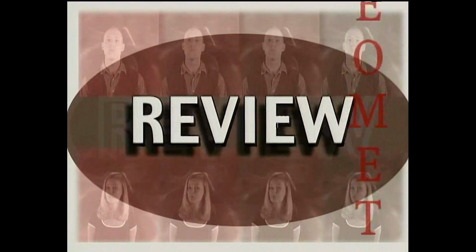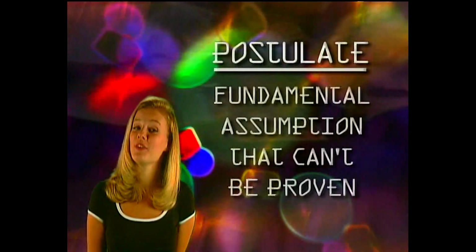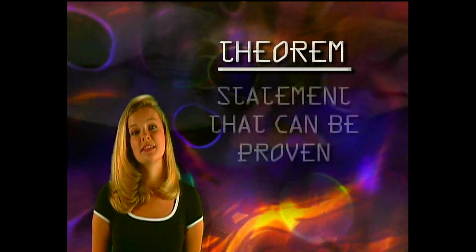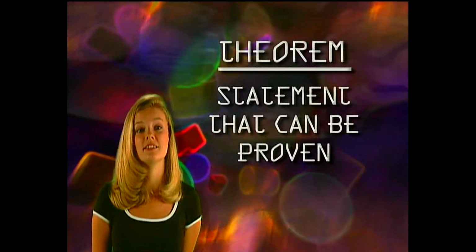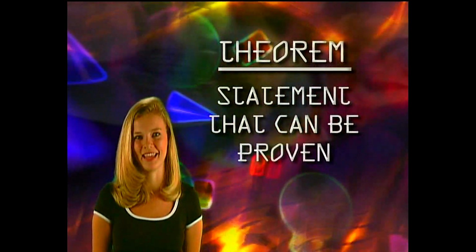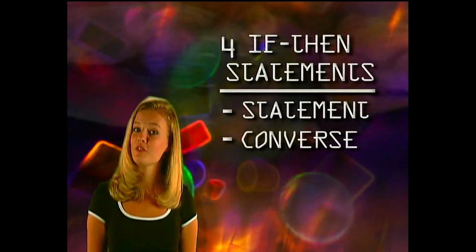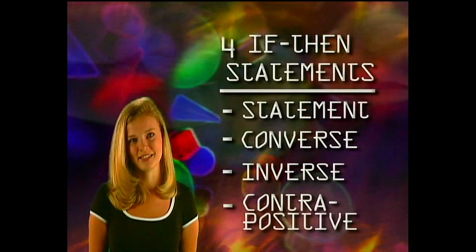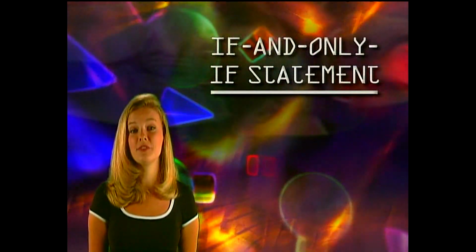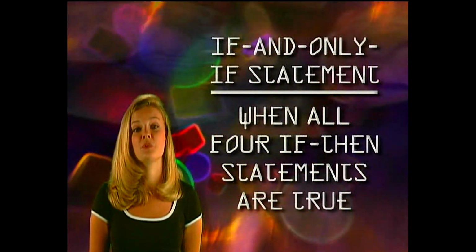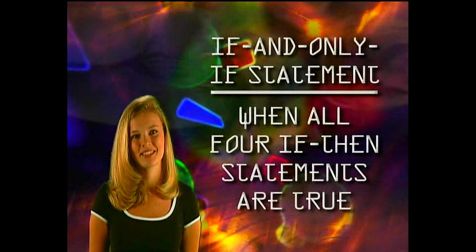Before we move on, let's make sure we've got the basics. A postulate is a fundamental assumption that can't be proven but we accept as true. A theorem is a statement that can be proven with postulates, definitions, and other information we'll talk about later. There are 4 different if-then statements: the statement, the converse, the inverse, and the contrapositive. We can form an if and only if statement when all of these are true. We'll prove the statement and the converse as we show the validity of theorems.